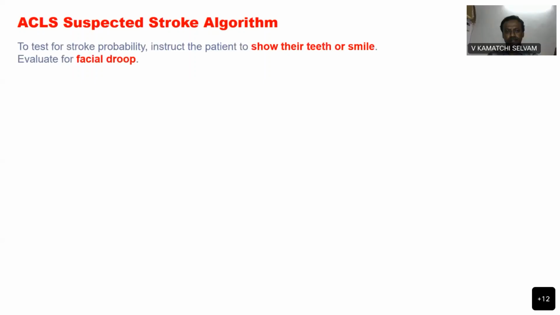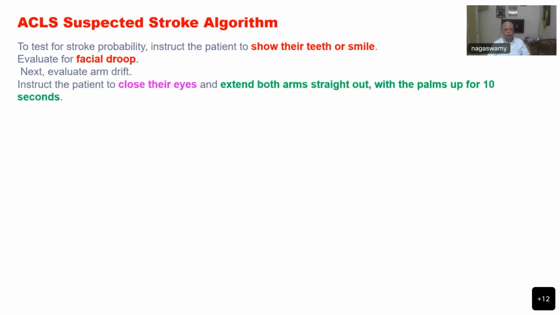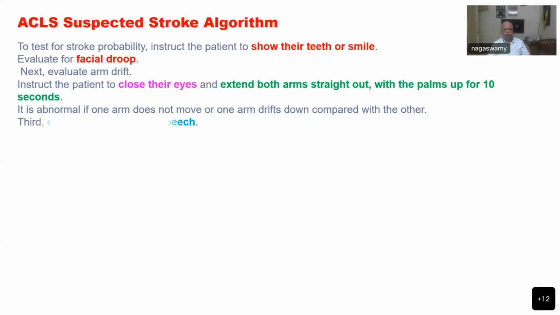So, suspected stroke algorithm. Test stroke probability. Instruct the patient to show their teeth or smile, and evaluate facial droop. Next, evaluate arm drift. Ask the patient to close their eyes and extend both arms straight out with the palms up for 10 seconds. If they are not able to do that, that's called arm drift. It is abnormal if one arm does not move or one arm drifts down compared to the other. This is the classical way it happens.